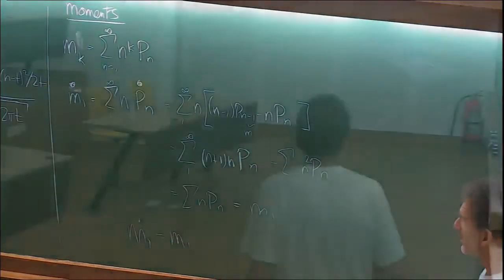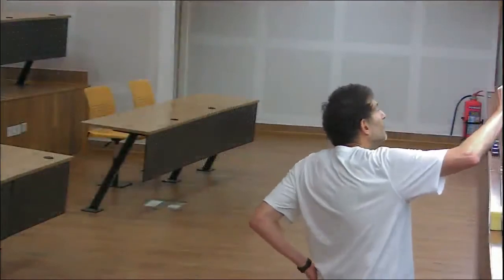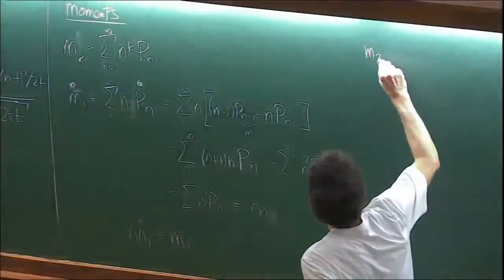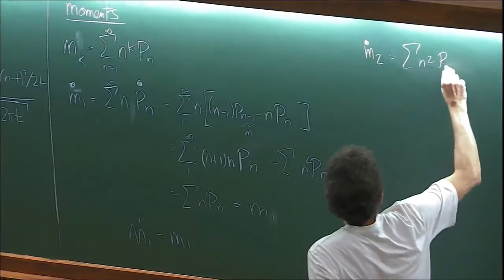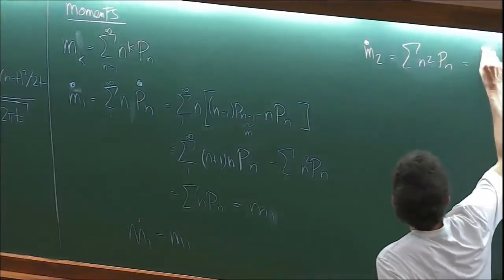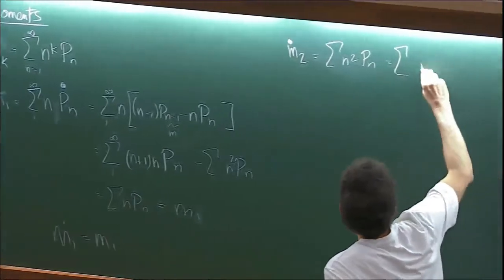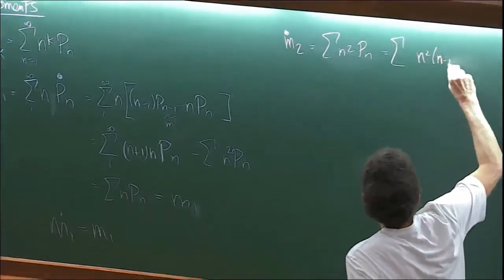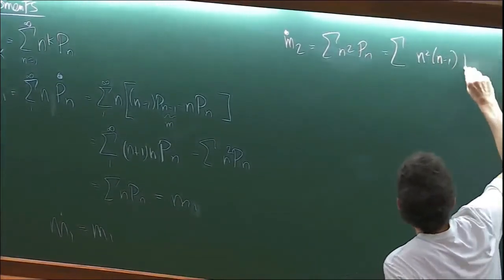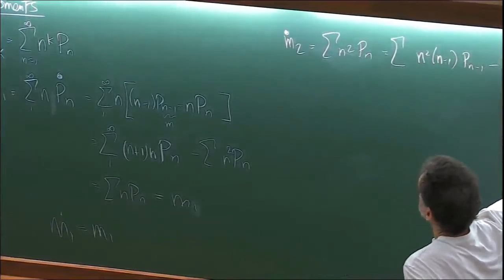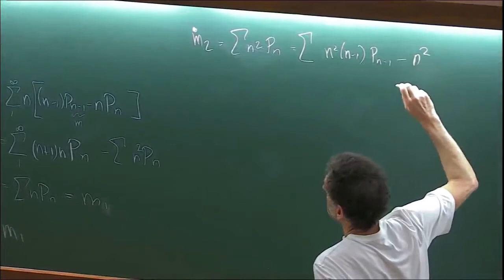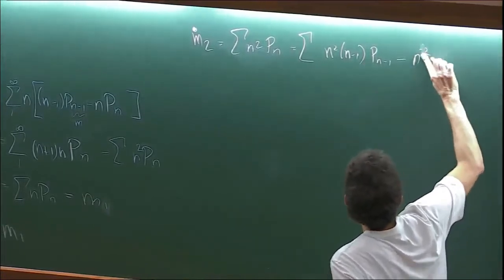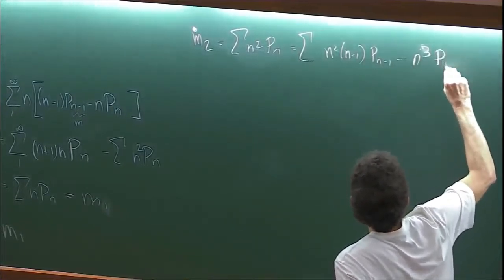Slightly more interesting, in fact, much more interesting, is let's look at the second moment. So M_2 dot, the summation of n squared p_n dot. So that's equal to the summation of n squared (n minus 1) p_(n-1) minus n squared n p_n, that is, n cubed p_n.